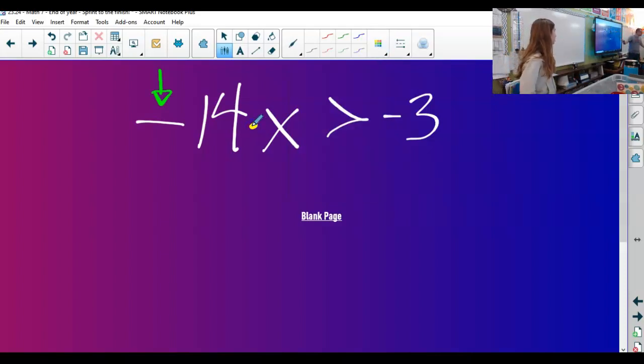So since it's multiplying, what do we want to do to get it by itself? Divide. So guys, this is exactly what you're going to be seeing on the one-step inequalities homework.